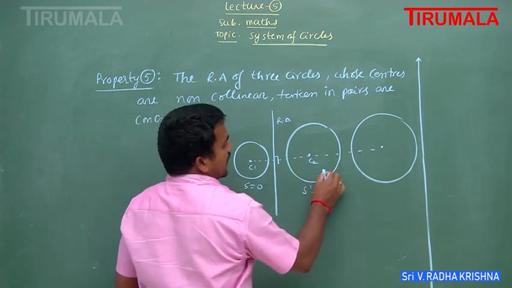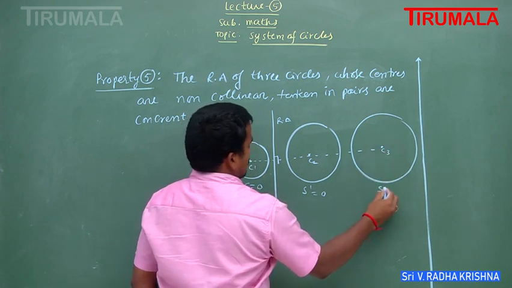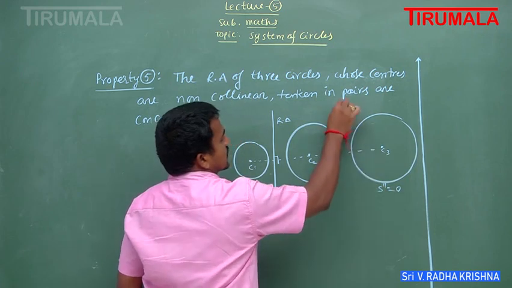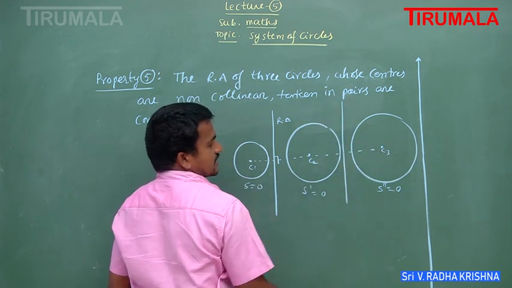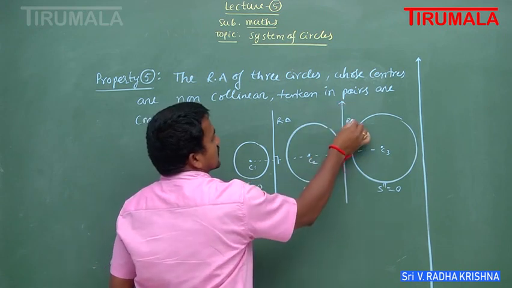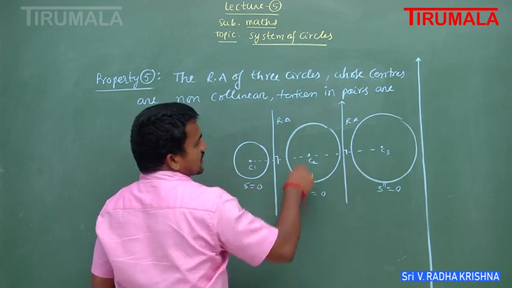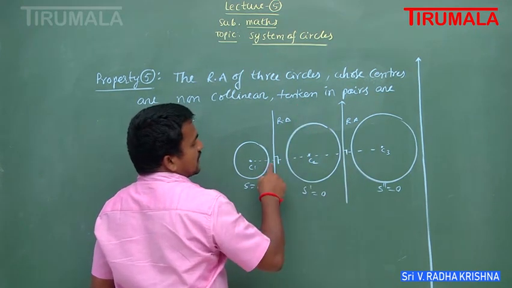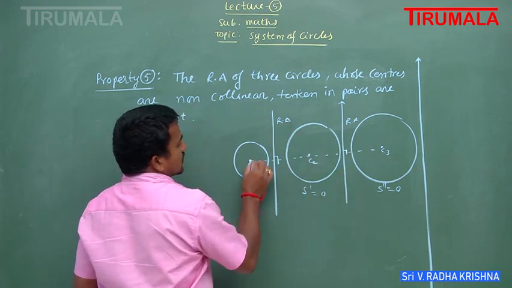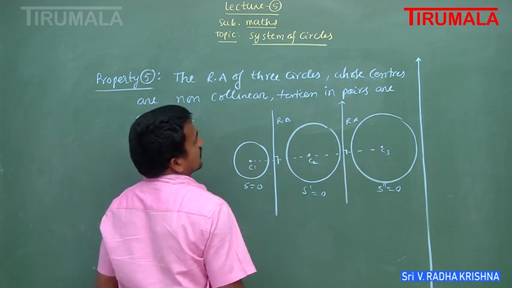Next, the radical axis of the second circle and third circle, this is S double dash equal to 0. The radical axis of these 2 circles is also perpendicular to the line joining the centers. Suppose these two are the circles, the radical axis is like this. So here the 3 radical axes are parallel lines because the 3 centers are collinear. So these radical axes are non-concurrent.